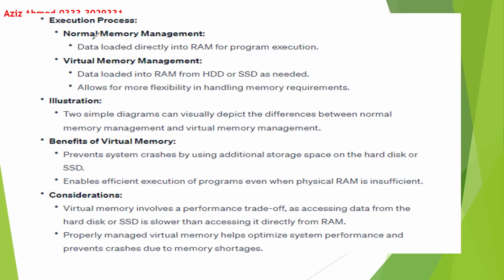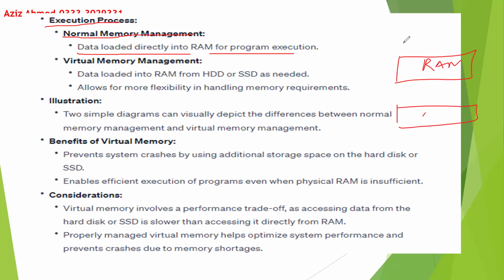Now it says execution process. Normal memory management: data loaded directly into RAM for program execution. It means if I make again RAM, this is RAM, and this is the hard disk. All programs are installed in the hard disk.